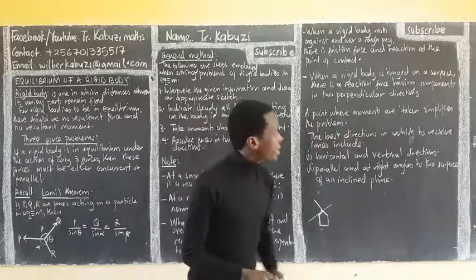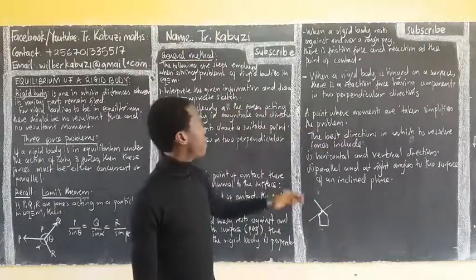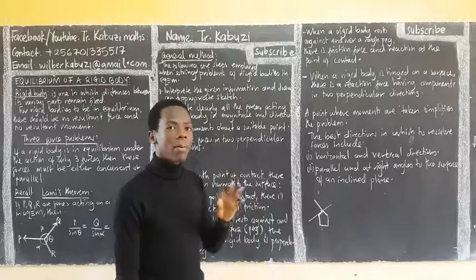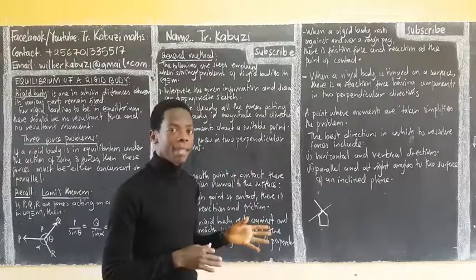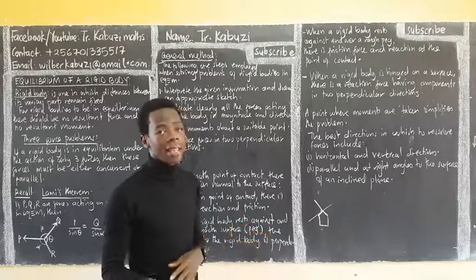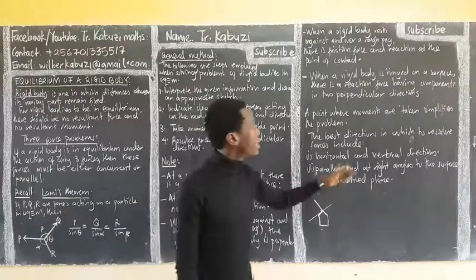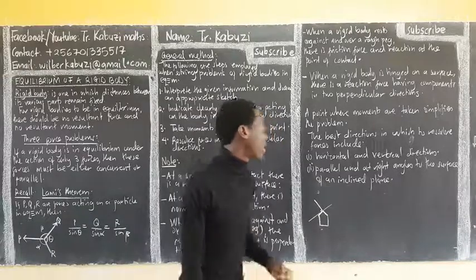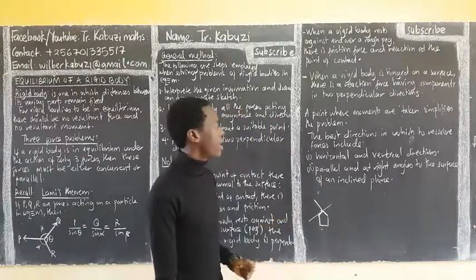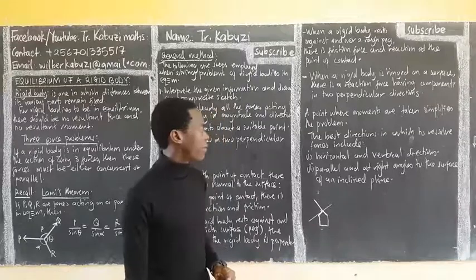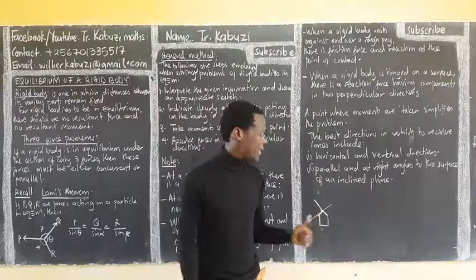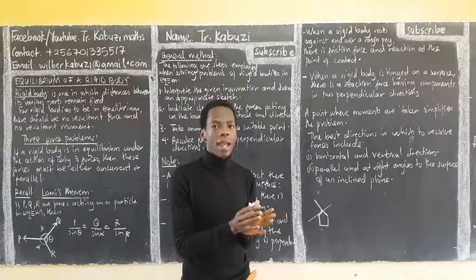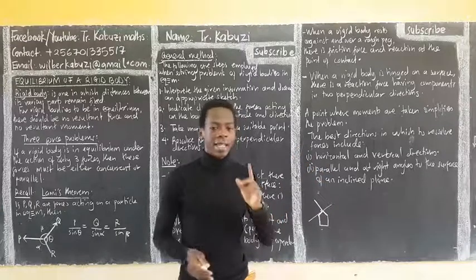The point where moments are taken simplifies the problem, as I told you. The point where you take your moments is going to give you either a simplified solution or a lengthy one. The best directions in which to resolve forces include horizontal and vertical, then parallel and at right angles to the surface of an inclined plane. So that's it. We are going to see the basics of ladder problems in the next lesson. See you there.